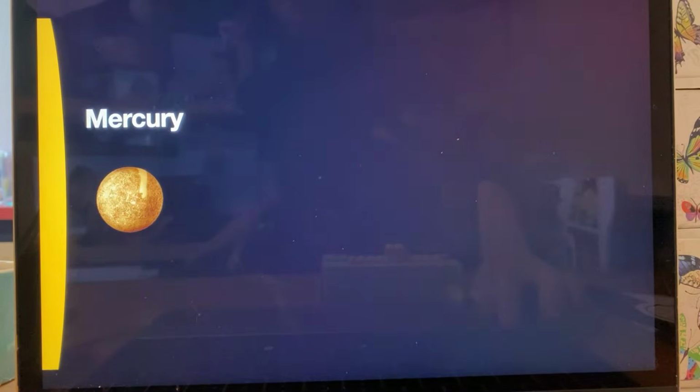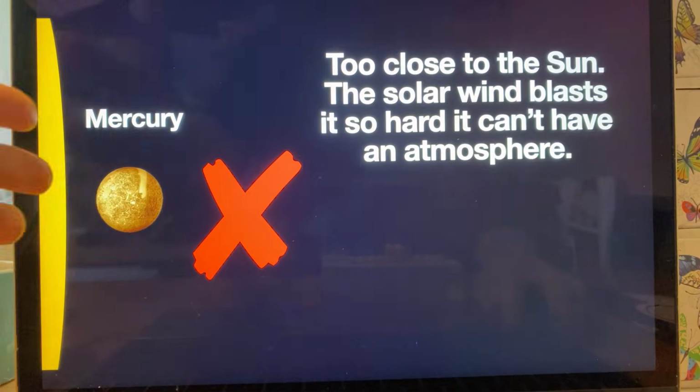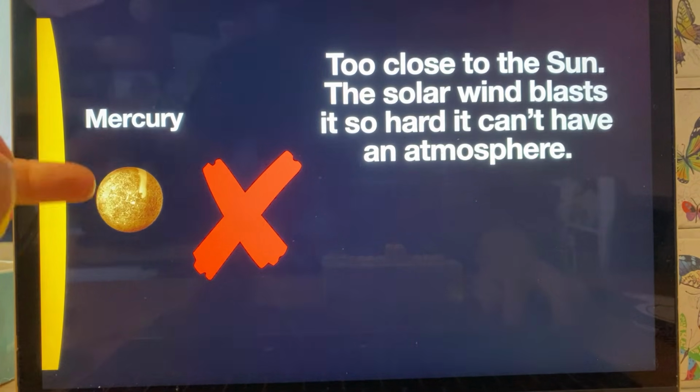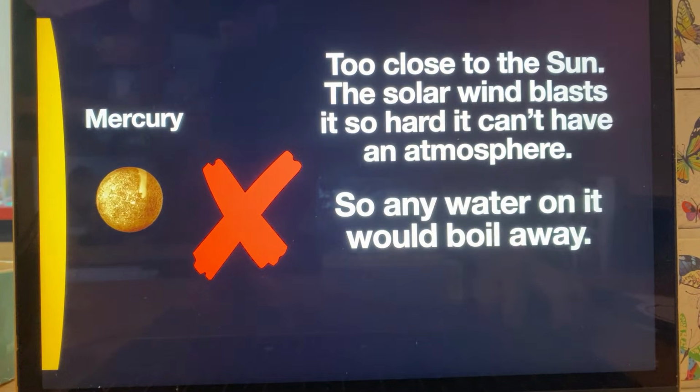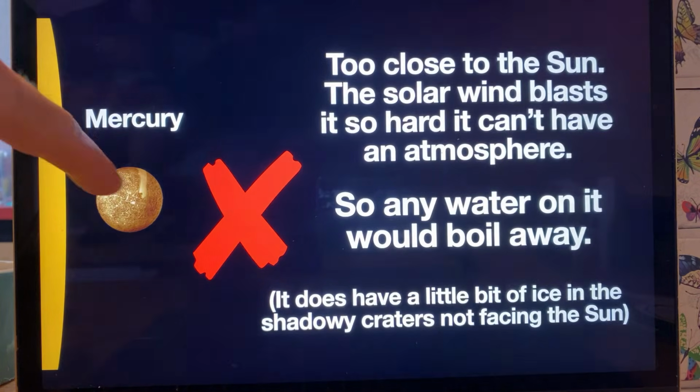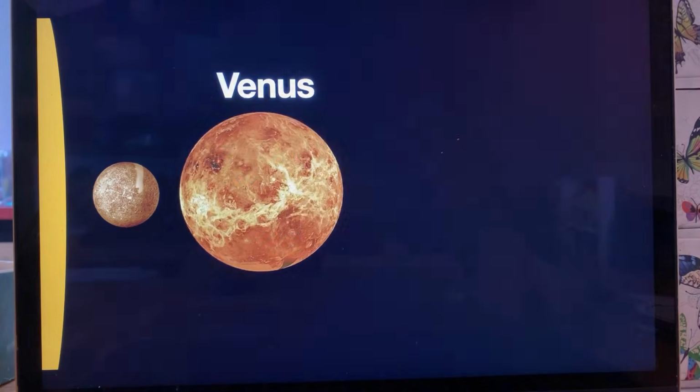Well, Mercury, no, there's just not. It's too close to the sun. It's right next to that solar wind. The solar wind is blasting little Mercury so hard that Mercury doesn't have an atmosphere. It doesn't have any gas hanging around it. So any water on Mercury would just boil away straight away. It does have a tiny little bit of ice in the shadowy craters of it that aren't facing the sun. But no, there's no chance of oceans on Mercury.